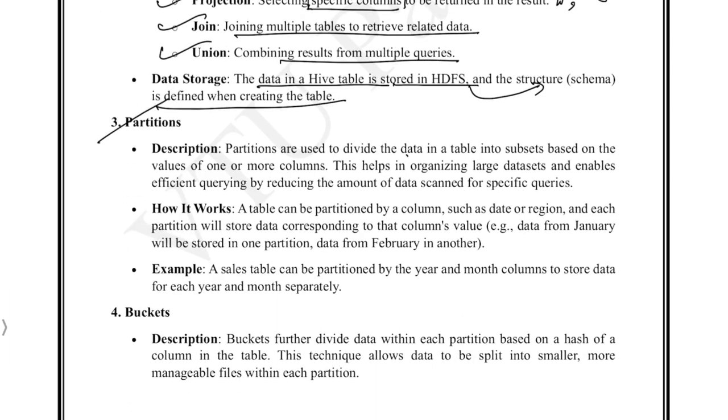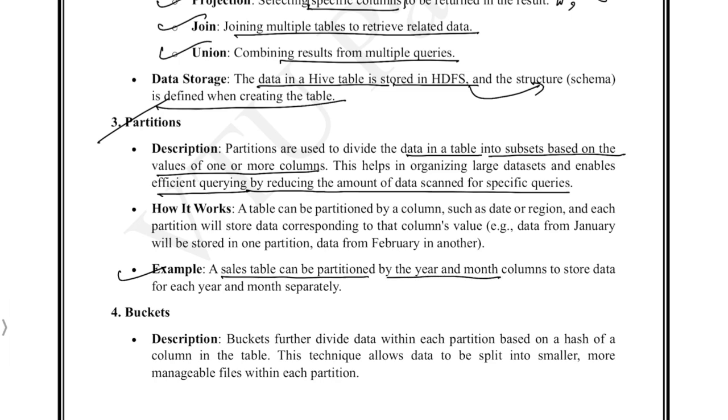Next is partition. What is partition? Partition is nothing but dividing the data present in the table into subsets based upon the values of one or more columns. It mainly helps in efficient querying by reducing the amount of data scanned for queries. So basically you are dividing the information present in a table, which helps generate the results of queries more efficiently by scanning less data. For example, a sales table can be partitioned by the year and month columns to store data for each year and month separately.